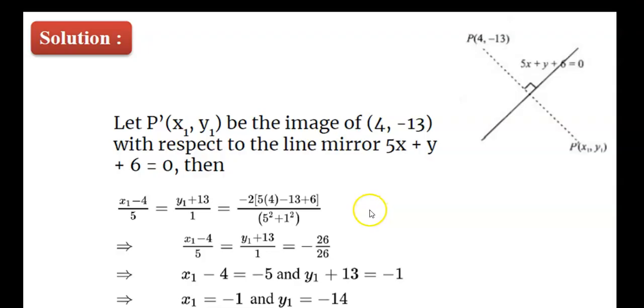This is the solution of the problem. Using the formula (x minus x1) by a is equal to (y minus y1) by b is equal to minus 2 times (ax1 plus by1 plus c) divided by (a square plus b square). When you substitute all the values of a, b, c and x1, y1, the point 4 comma minus 13 will have its image as minus 1 comma minus 14.